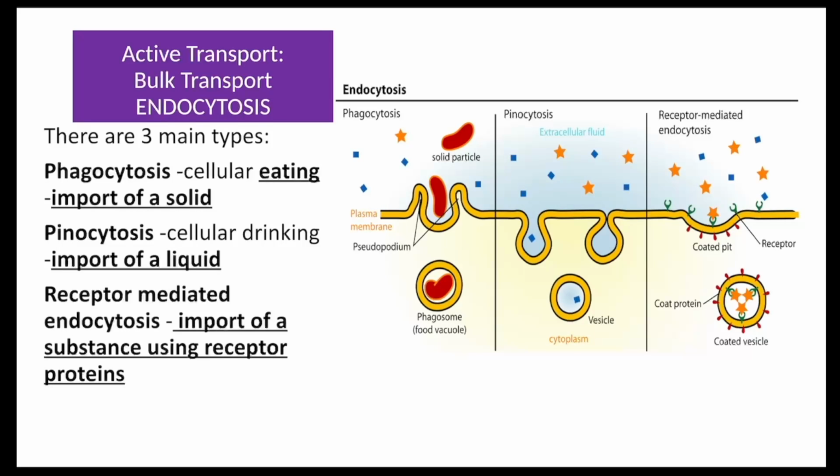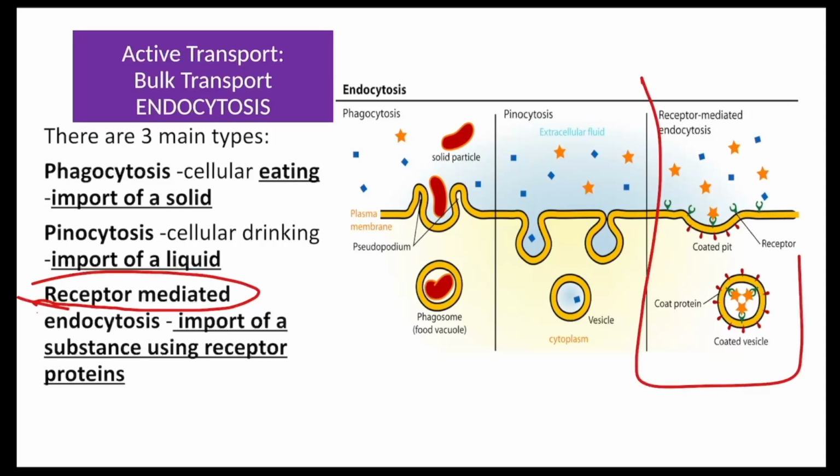We're talking about endocytosis. If the cell is eating, we call that phagocytosis. So it's bringing in solids. If it's bringing in liquids, we call that pinocytosis, which means the cell is drinking. And if you need receptors to facilitate that form of endocytosis, we call that receptor-mediated endocytosis. So when we import a certain substance using receptor proteins, as we see here on the far right, and a good example of that is how we remove cholesterol from our blood.